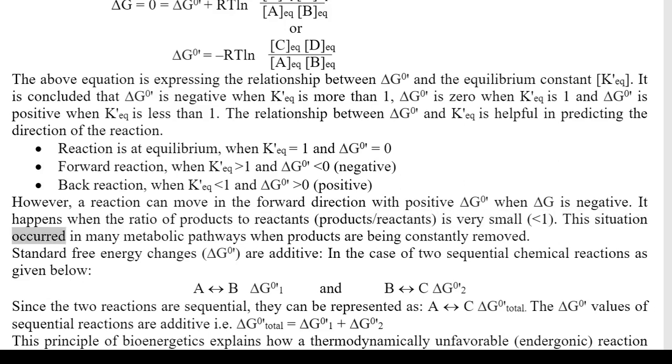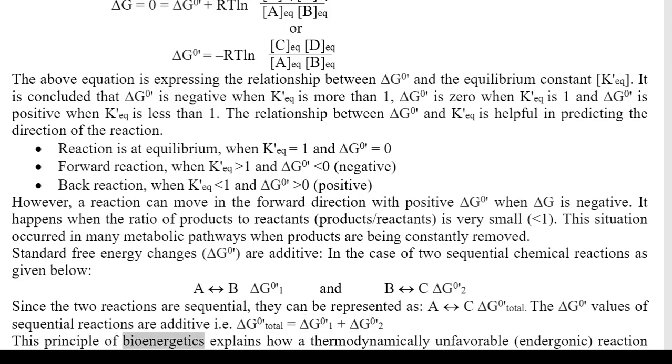This situation occurs in many metabolic pathways when products are being constantly removed. Standard free energy changes, ΔG°, are additive in the case of two sequential chemical reactions, as given below. A→B, ΔG°1 and B→C, ΔG°2. Since the two reactions are sequential, they can be represented as A→C, ΔG° total. The ΔG° values of sequential reactions are additive, i.e., ΔG° total equals ΔG°1 plus ΔG°2.